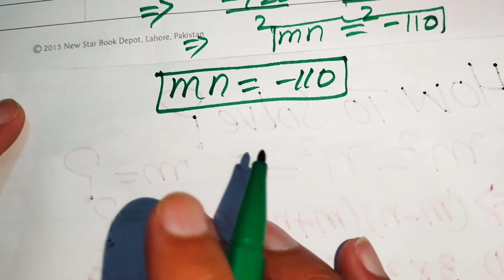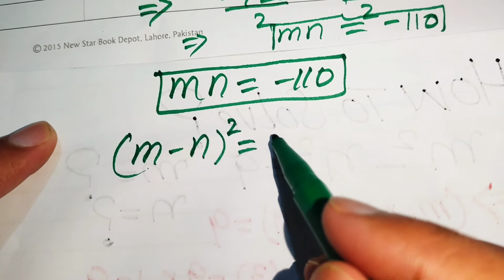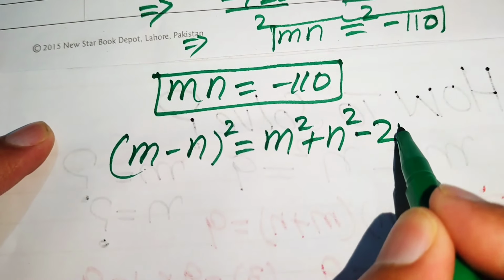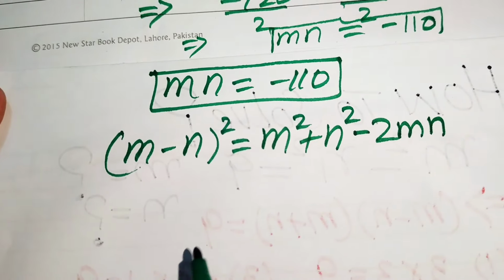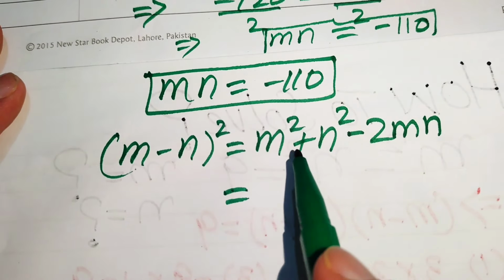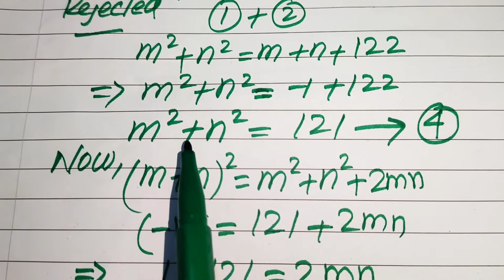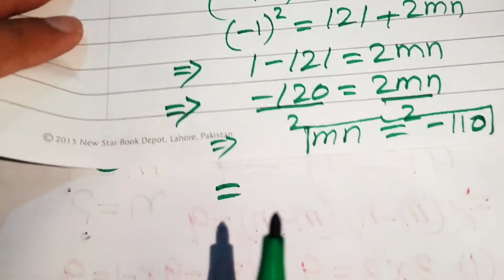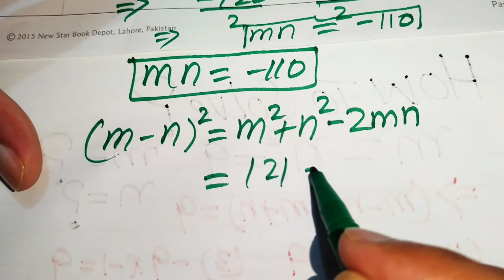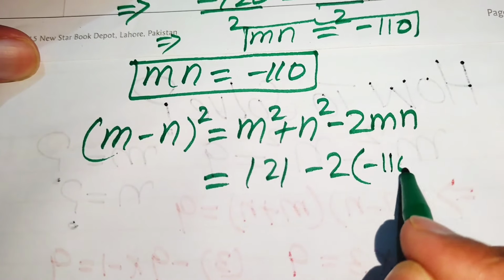Now here we use another nice square identity, and you know that (m minus n) whole square is equal to m square plus n square minus 2 times m into n. First we substitute the value of m square plus n square, from our equation number 4. You can see here, the value of m square plus n square is 121. So we can substitute this value here: 121 minus 2 times mn, and the value of mn is minus 110.